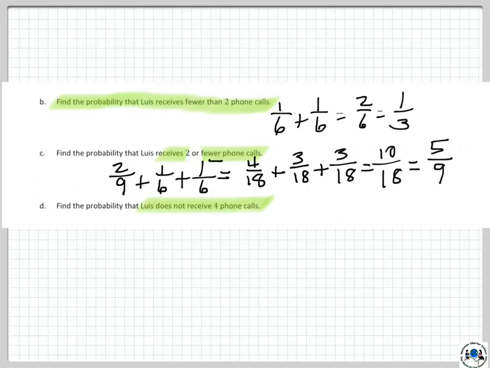Now we have the probability that Luis does not receive 4 phone calls. Here we go. Same idea as before. We take our 1 whole, take away 1/9, because that 1/9 is the probability of getting 4 phone calls, and then we are left with 8/9 probability of not receiving 4 phone calls.